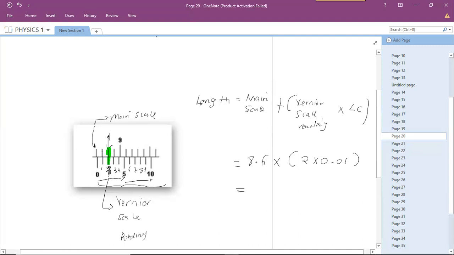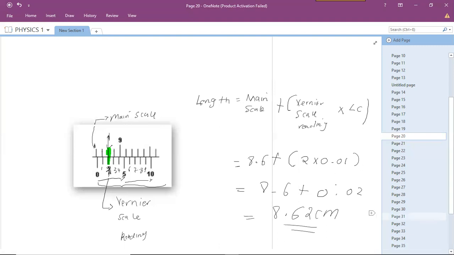Then the rest is just algebra. You have to add there. The formula says we add. So we say 8.6, we add it with, what is 2 multiplied by 0.01? You can even get your calculator, because in physics, we use calculators. You find your answer as 0.02. Then you add 0.02 plus 8.6. Then you'll realize that my reading is 8.62 centimeters. And that's how you read units on a Vernier caliper.